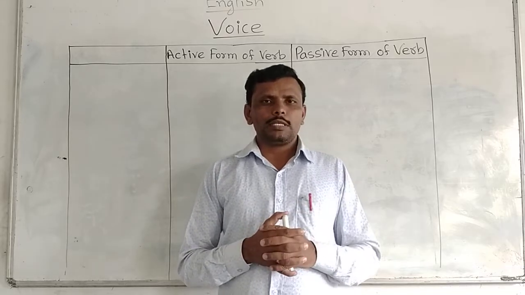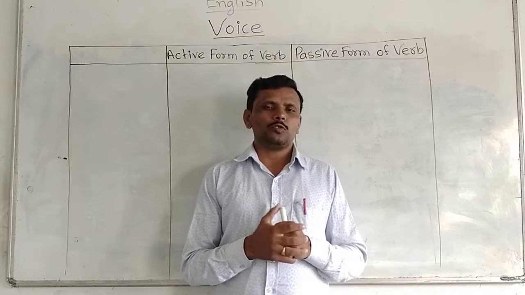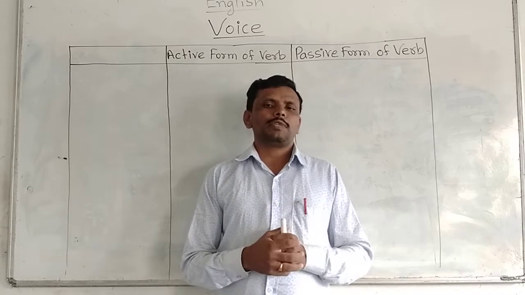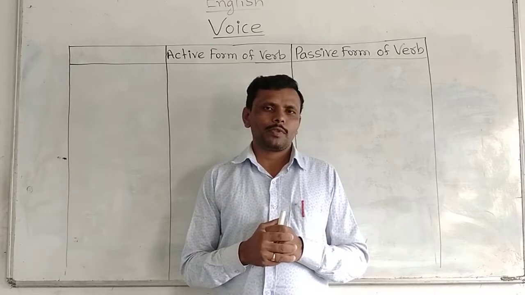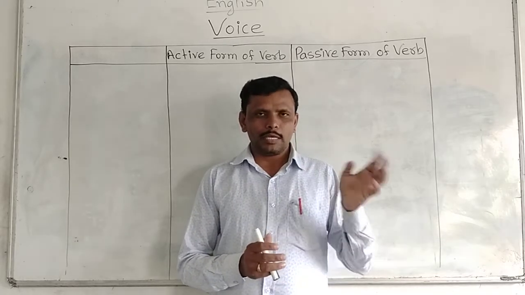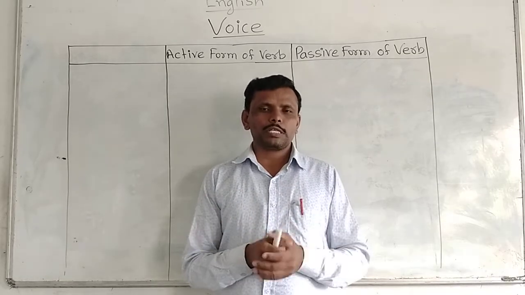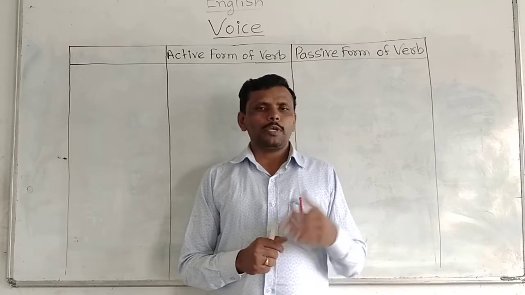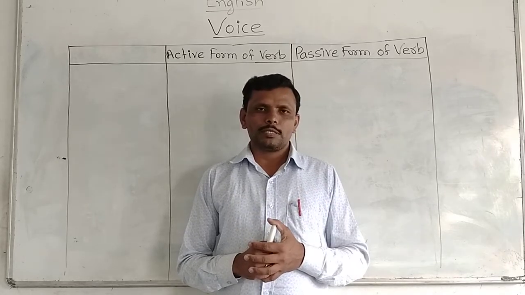In active voice, the subject does something; the subject is also called the doer or actor. Subject does something in active voice, and in passive voice something is done. In active voice, the actor is important, whereas in passive voice the action is important, and we have discussed all these things with the examples, correct? Now we have written there active forms of verbs and passive forms of verbs with the tense.